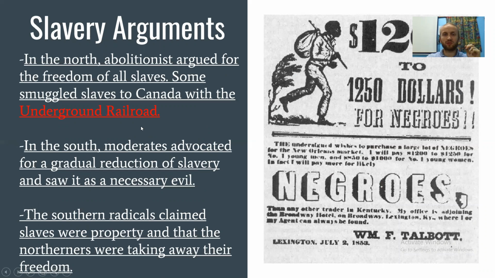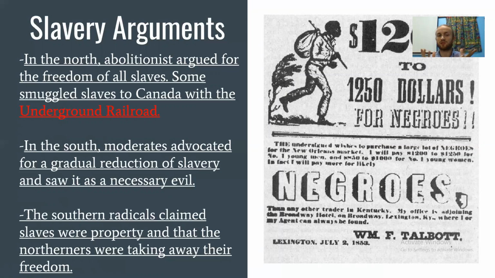So slavery arguments. There are different arguments for and against slavery. In the North, abolition arguments for the freedom of all slaves. Some would help try to smuggle these slaves into Canada where they'd be free through the Underground Railroad. Why couldn't they keep them in the North? Because even if slavery was outlawed in the North, you still had a duty to return escaped slaves. The Fugitive Slave Law made it illegal to keep slaves in the North that had escaped. You had to return them. So they formed this Underground Railroad to try to smuggle them into Canada.